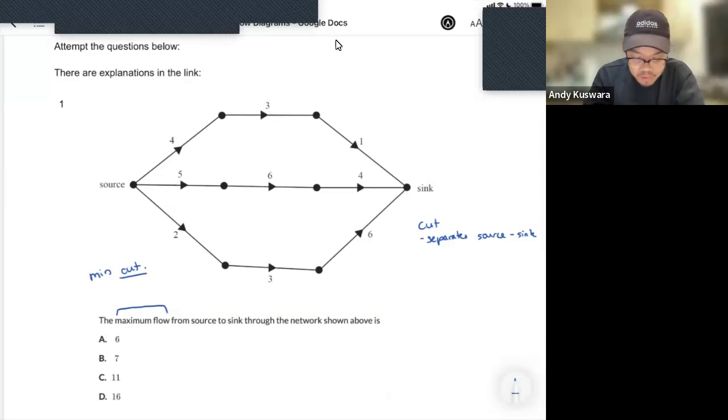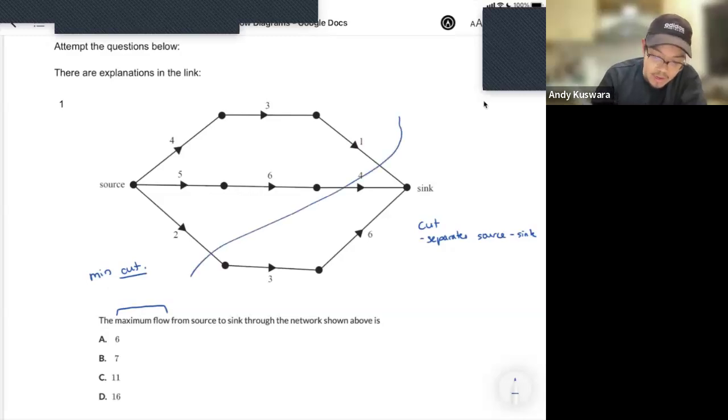It says the maximum flow from source to sink through the network shown above is, and so we need to find where we can cut through these to find the smallest amount. Looking at this, I'm going to have to cut through this top section, this middle section, and this bottom section. The shortest way is to cut through the 1 for the top section. Between the 5, 6, and 4, I'd probably cut through the 4. And then between the 2, 3, 6, I'd cut through the 2. That line there will give me my minimum cut.